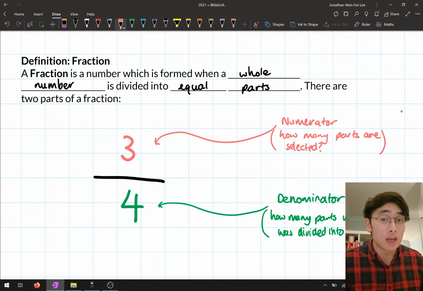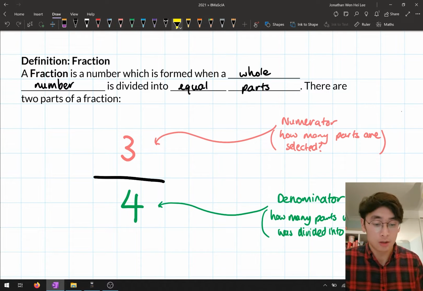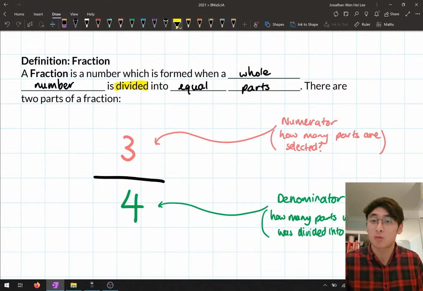Now, in algebra, I also told you that fractions represent division. And here, it's still the same thing. This 3 over 4 is just another way of writing 3 divided by 4, and it just happens to result in this number, 3/4.